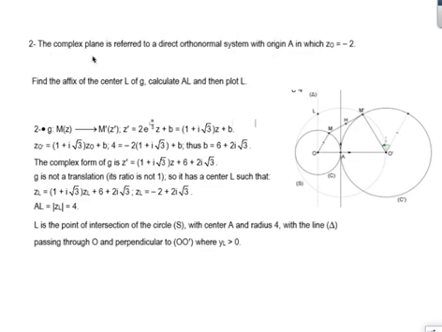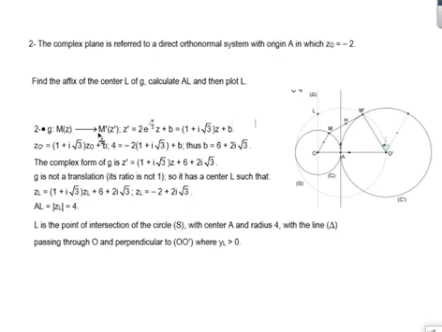Part 2. The complex plane is referred to a direct orthonormal system with origin A, and ZO equal minus 2. If ZO equal minus 2, then ZO prime will be 4, because this distance is 4, twice this distance. Find the affix of the center L of G and calculate AL, then plot L.